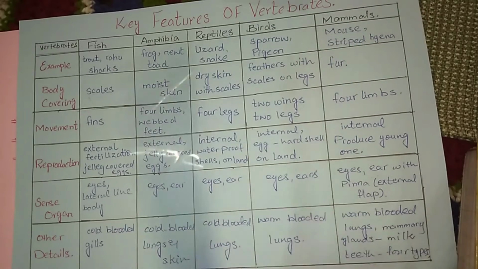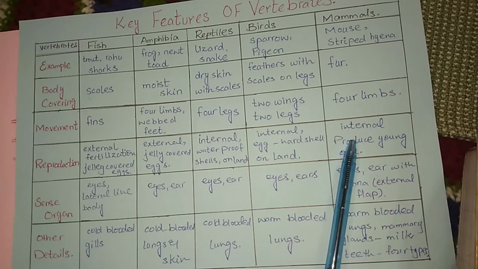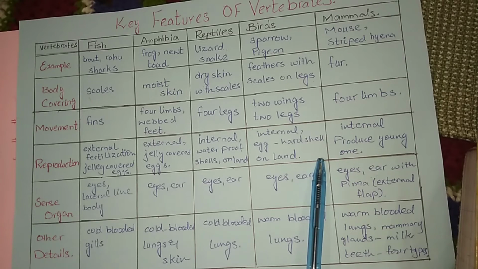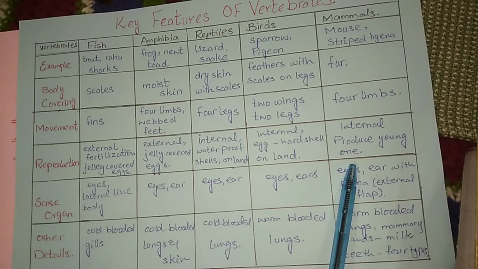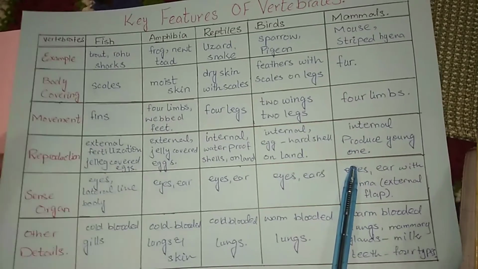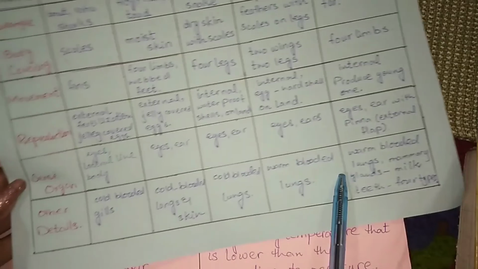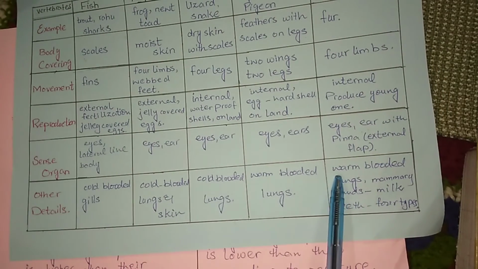Okay, so mammals also have internal fertilization. They give birth to young ones, live birth. Okay, they give birth to live organisms. Okay ji, the next is the sense organs.